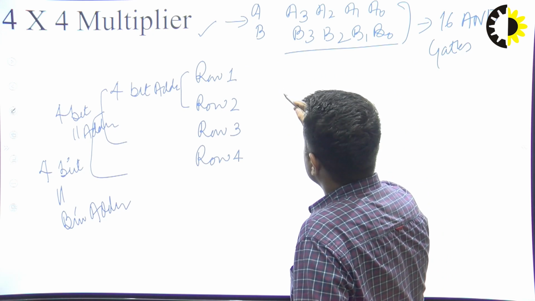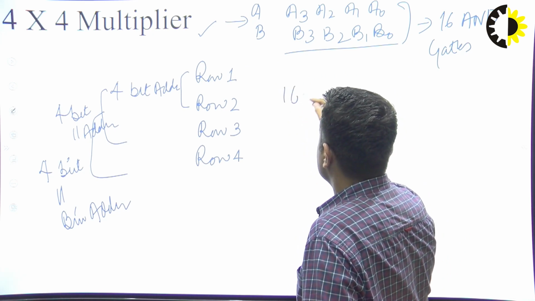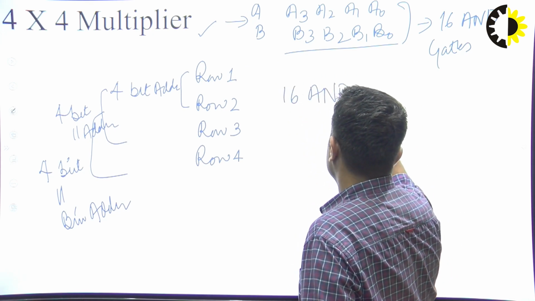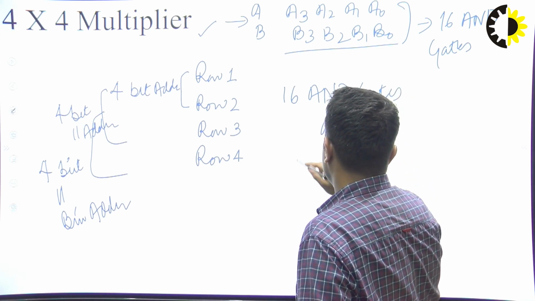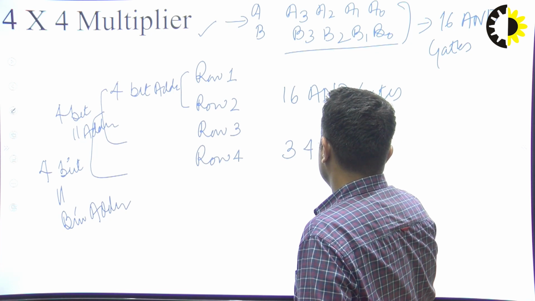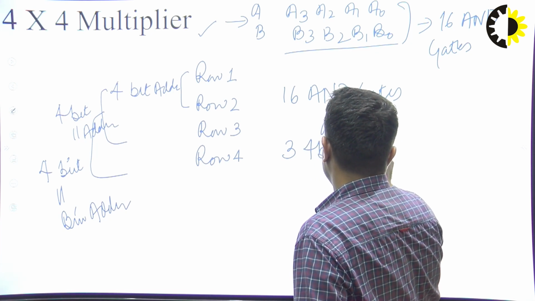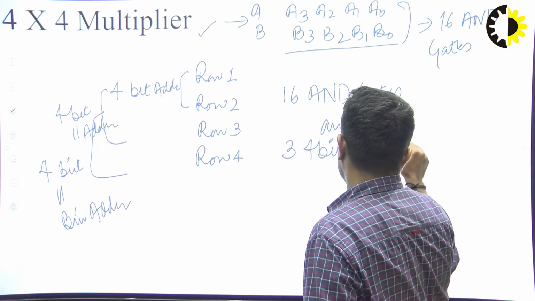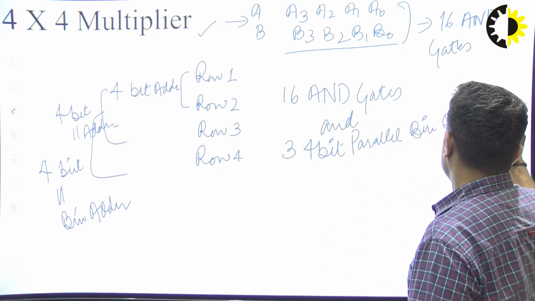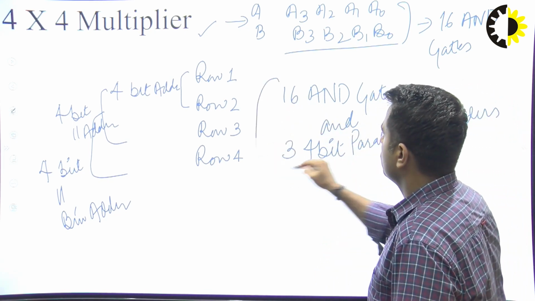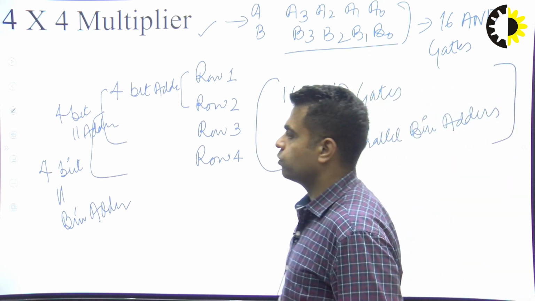So, if you want to design a 4x4 multiplier, 16 AND gates and 3 4-bit parallel binary adders are required to realize it.